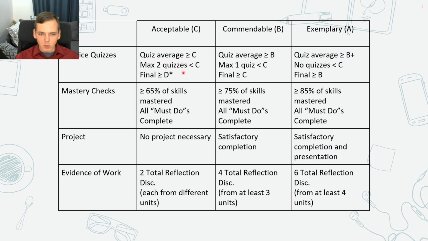With that, I don't want you to have more than 2 quizzes lower than a C, so you can't get a bunch of A's and a bunch of F's and say, well, that averages out to a C. We want to see that you're generally meeting that bar. And then finally, on the final or the midterm at the end of the semester, I want to see that you get at least a D.